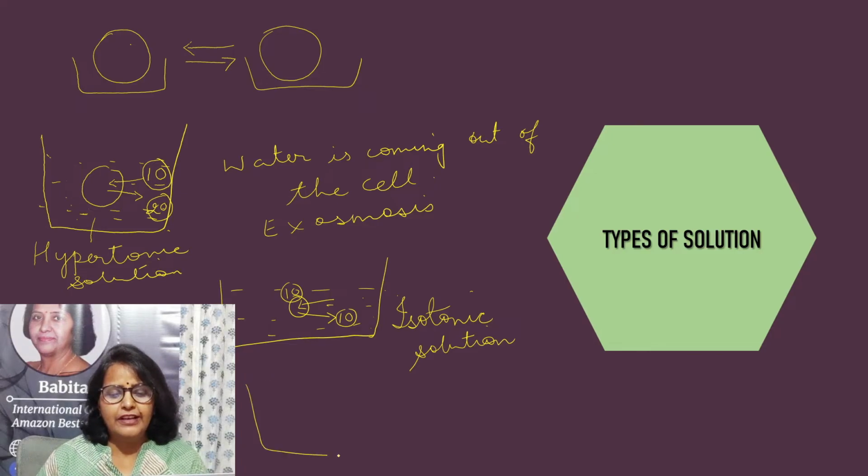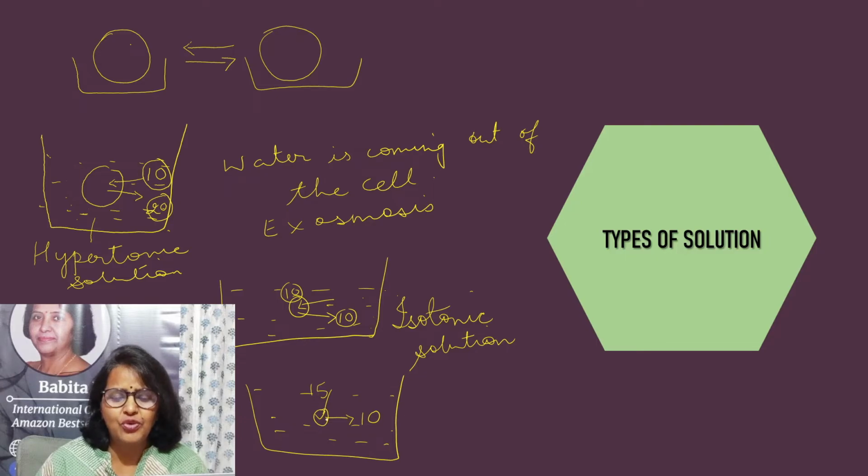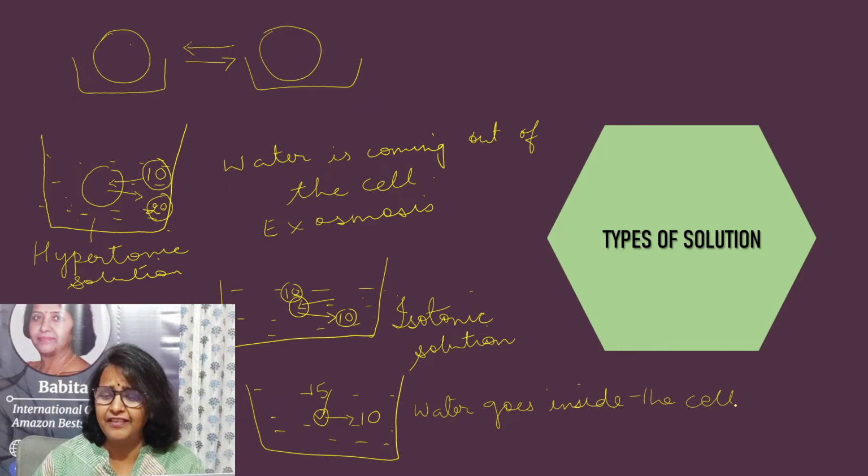Now the third one is 10 molecules of water come out and 15 molecules of water get inside. So more water is getting inside the cell. Water goes inside the cell. This is the net result.